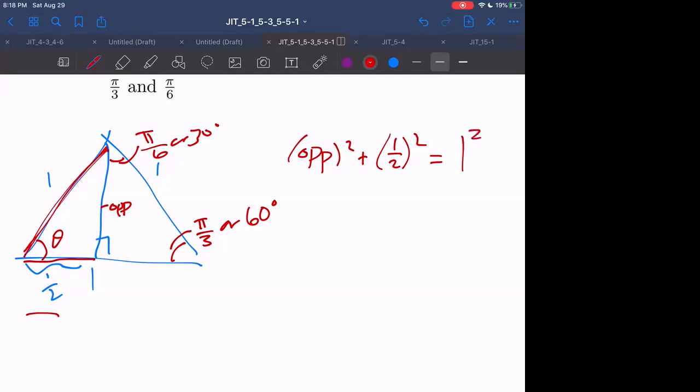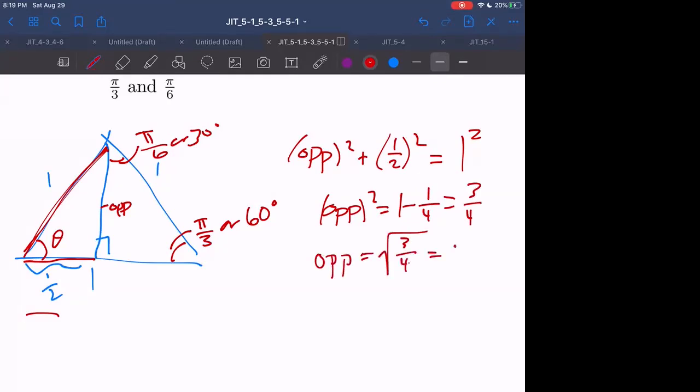Distance here squared, which is just 1. So we can say, okay, well, the opposite squared is equal to 1 minus 1/4, which is 3/4. So the opposite is equal to the square root of 3/4, or root 3 over 2.